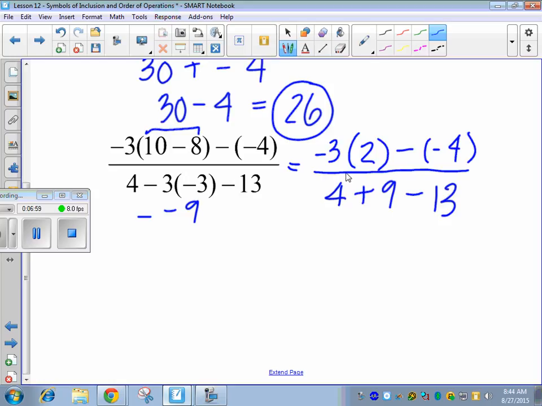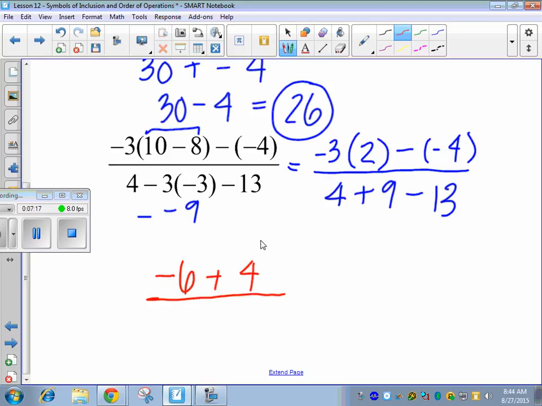Okay, so now I see we have some multiplication on the top still, so we're going to want to do that. Negative 3 times 2 is going to give me negative 6. And then we have minus negative 4, which is really the same as what, you guys? Plus 4. Nice.